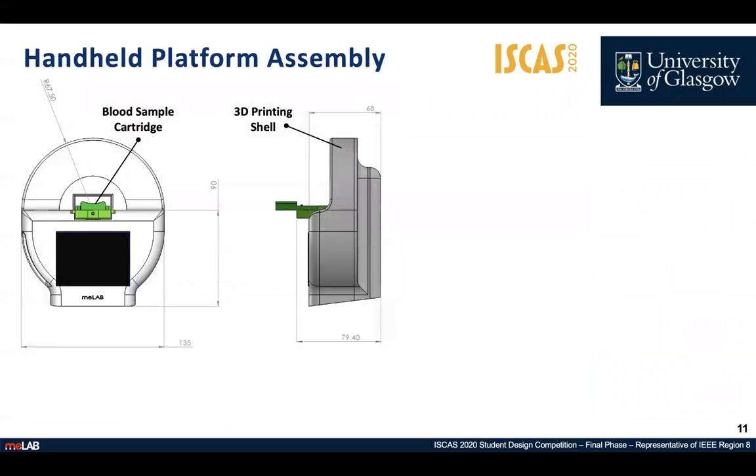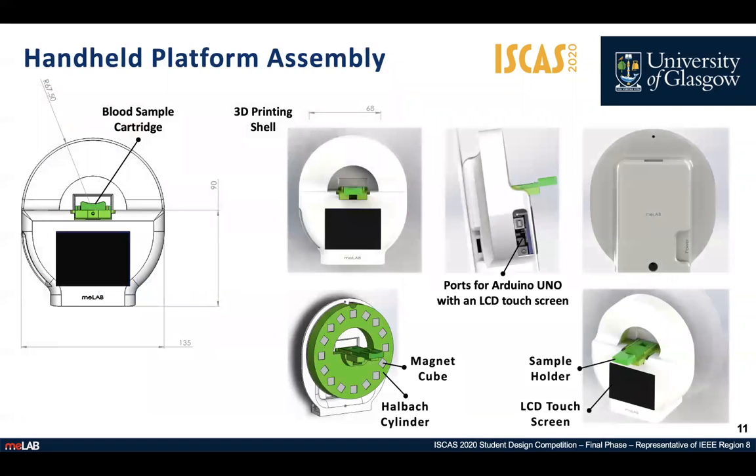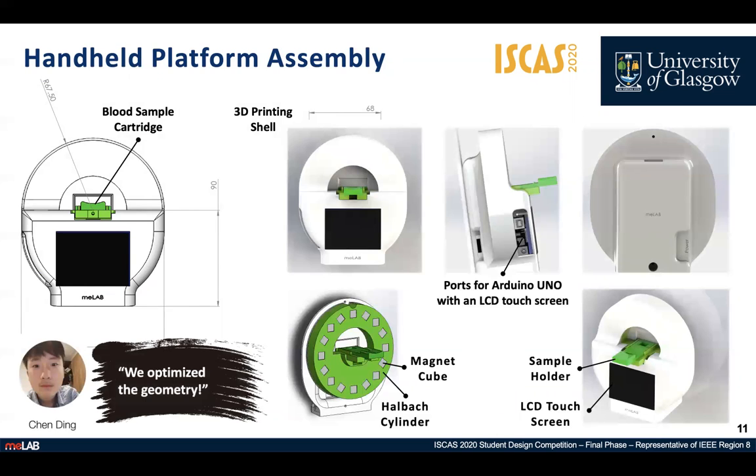Handheld platform assembly. We place the blood sample cartridge at the center of our model, where we have a 3D printed shell to construct the Halbach array cylinder, where we have a port for the Arduino for the screen demonstration. The magnet tube is inside the 3D printed shell. In other words, we optimize the geometry.